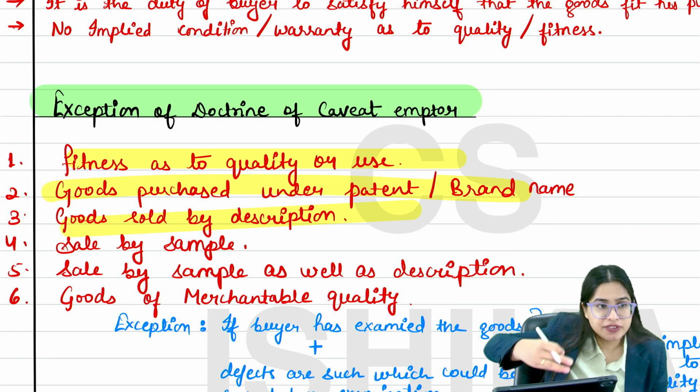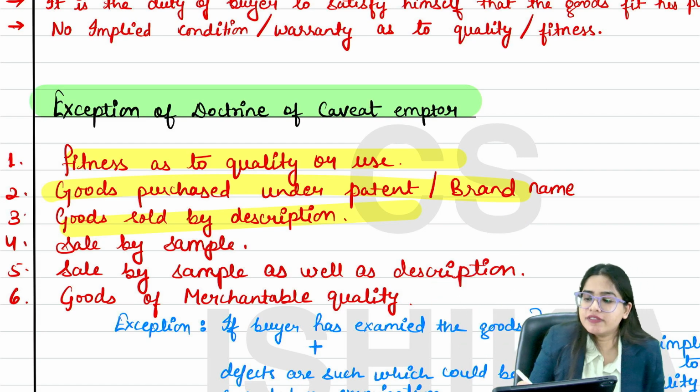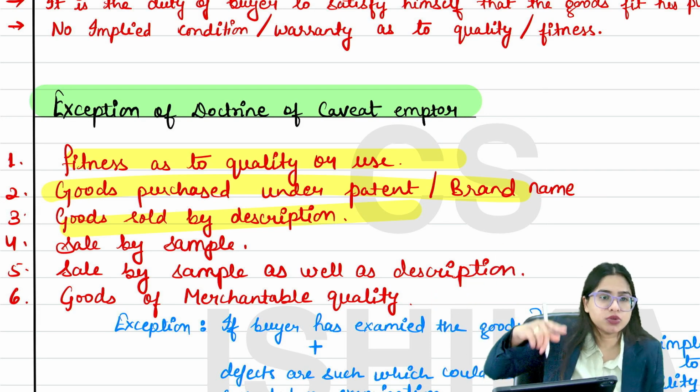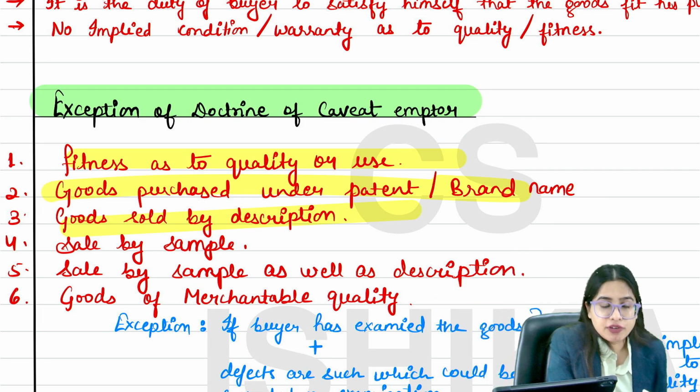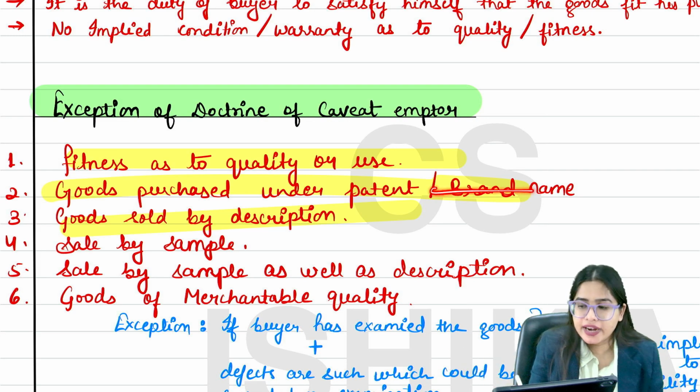If the buyer specifically tells the description to the seller, relies on his skill, and he is ordinarily dealing with those goods, then we can rely. Next, goods purchased under brand name. If we purchase goods under a brand name, then the brand can be made responsible. For example, I purchase an Apple phone. Now if this phone is defective, the seller will not be responsible, but I can claim compensation from Apple. Brand can be made responsible.